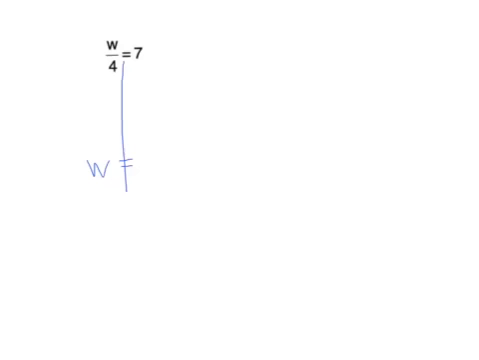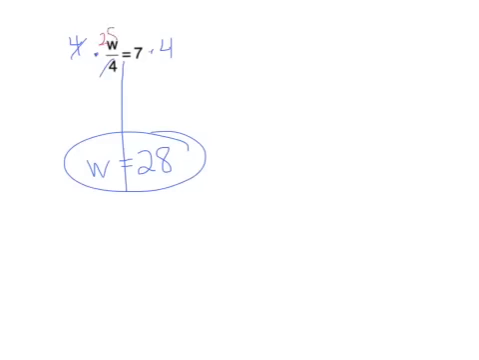What I want to do is undo dividing by 4, and that means I'll be multiplying by 4. So I'm going to multiply both sides of the equation by 4. Dividing by 4 and multiplying by 4 cancel each other out, and I'll end up with w equals 28. 7 times 4 is 28. I can check the problem by putting a 28 in place of w. 28 divided by 4 really equals 7. That worked. So, yep, I got it right.